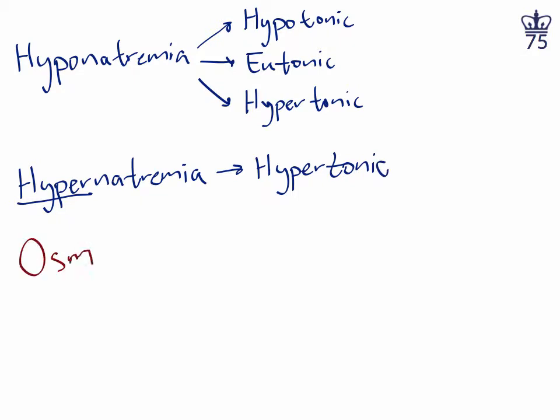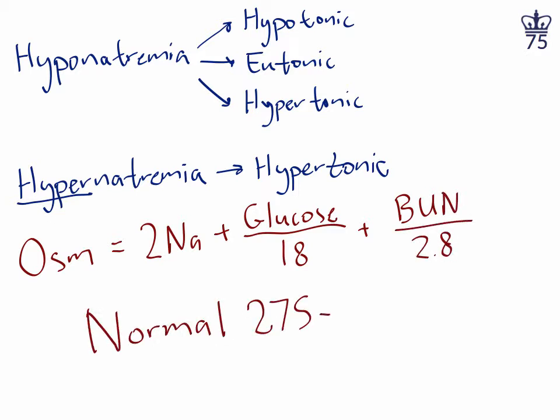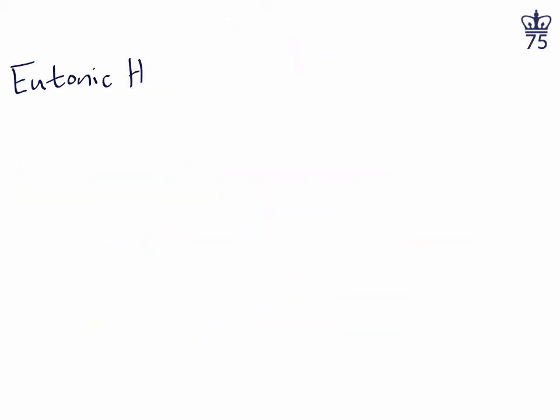See, serum osmolality is calculated as 2 times the serum sodium plus glucose divided by 18 plus BUN divided by 2.8. Normal serum osmolality is between 275 and 290. So if the osmolality is less than 275, then by definition, the osmolality, and therefore tonicity, is low. There are very few causes of hyponatremia with a normal or elevated serum tonicity.